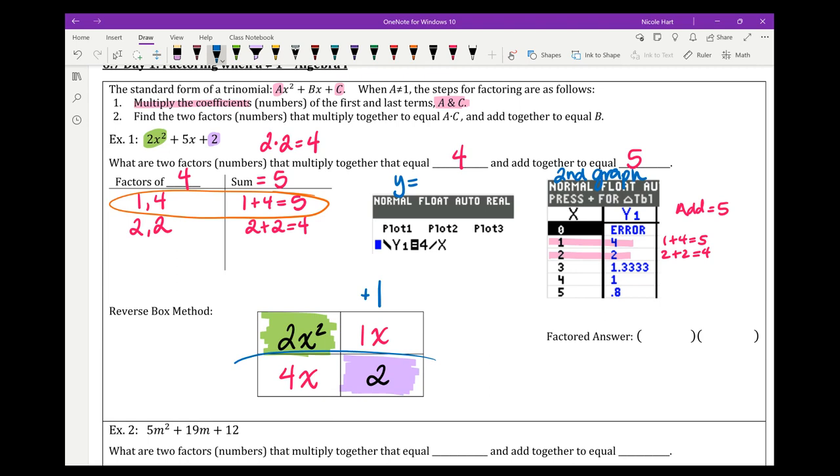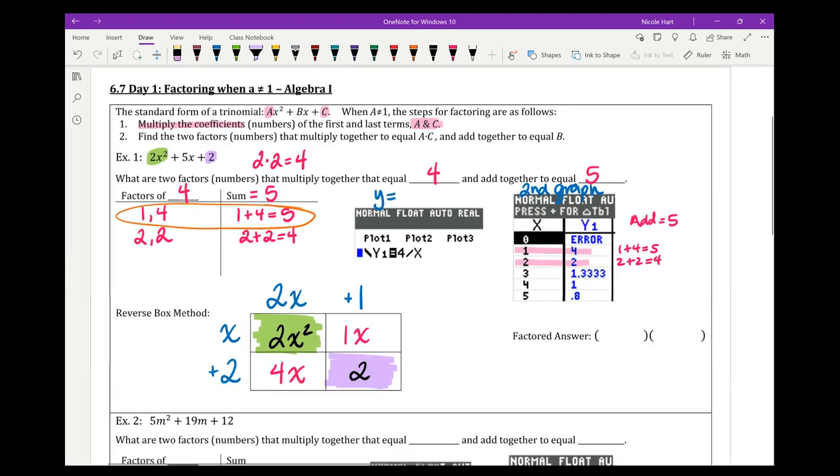Along the bottom, 4x and 2, those are going to have a greatest common factor of 2. So we have a positive 2. Looking at the left column, 2x squared and 4x. 2 and 4 have a common factor of 2. X squared and x have a factor of x. And then lastly, 2x squared and 1x, those just have a common factor of x.